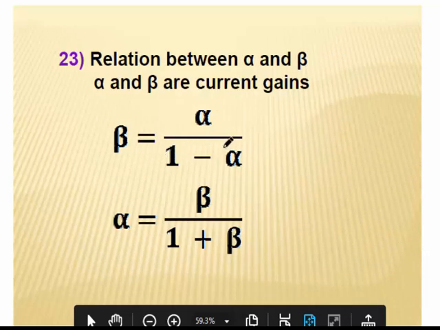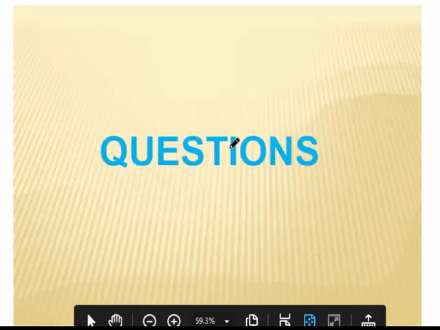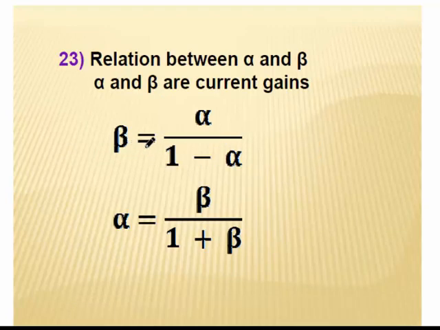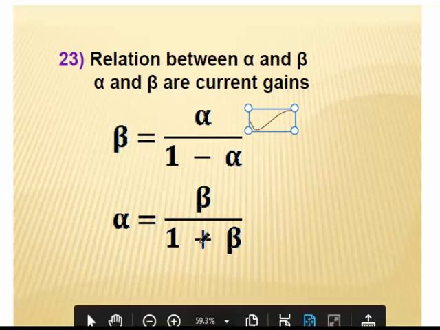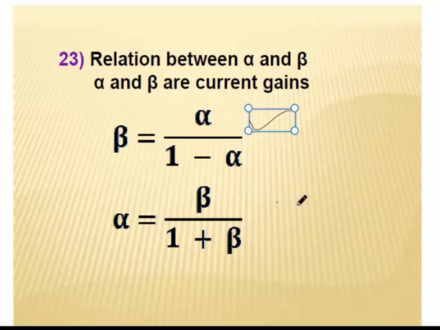The relation between beta and alpha, current gains. Beta and alpha, you have to remember these two formulas. Beta equal to alpha by 1 minus alpha, or alpha equal to beta by 1 plus beta. They are called current gains, alpha and beta. Next one.